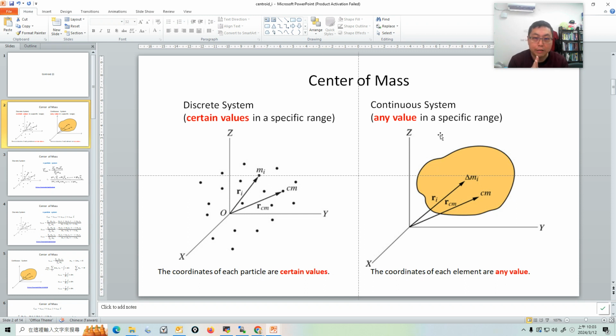In a continuous system, every tiny object connects to each other, and the coordinate of each element can be any value in the region. In a discrete system, the position of each object is only a certain value. Of course, in mechanics of materials, we are talking about continuous systems. But I will start with the discrete system to tell you what the center of mass is, then make a transition to a continuous system, and then go to the centroid.